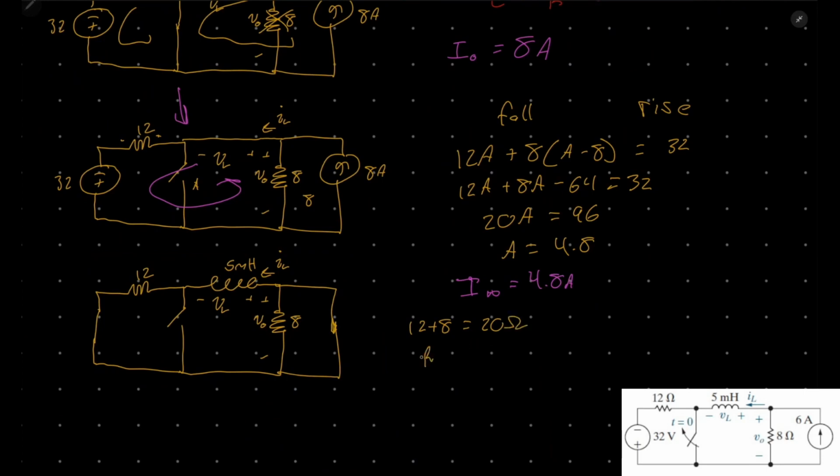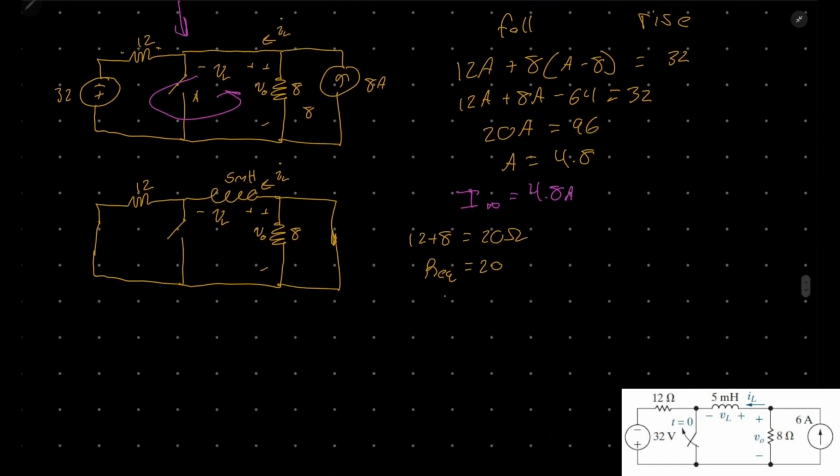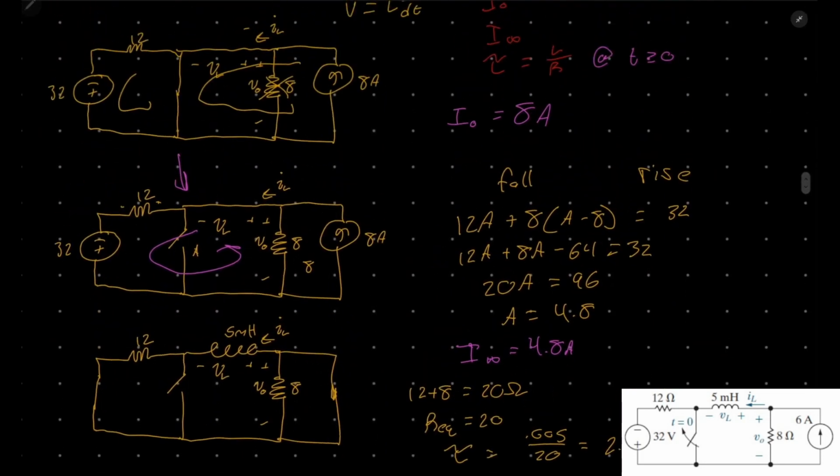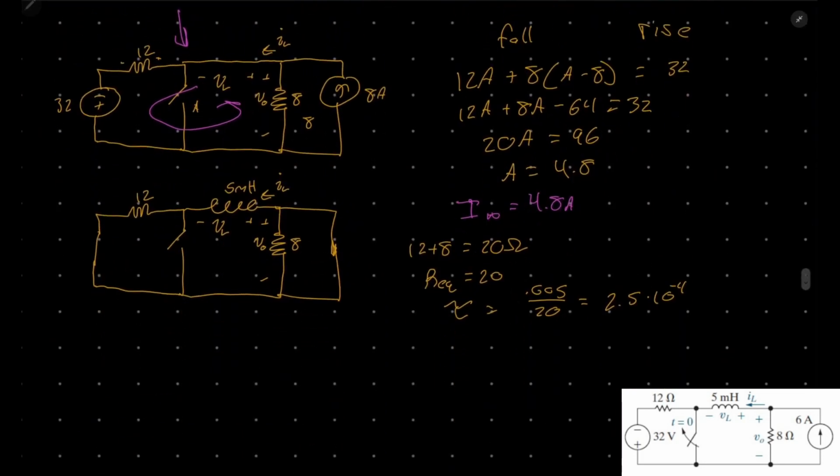So our R equivalent is equal to 20. Now, to calculate tau, we do 0.005 divided by 20. When we do that, we get 2.5 times 10 to the negative 4. So now we have everything to make our expression.